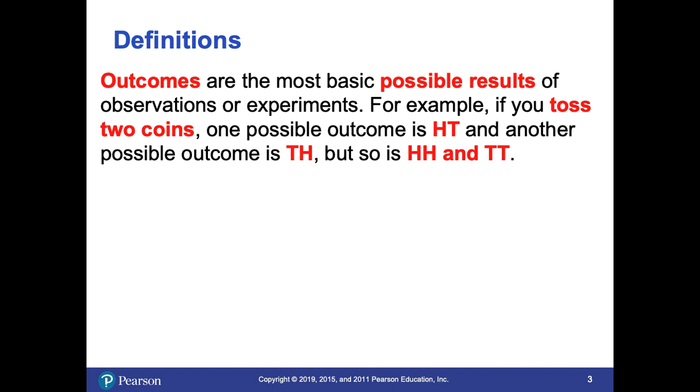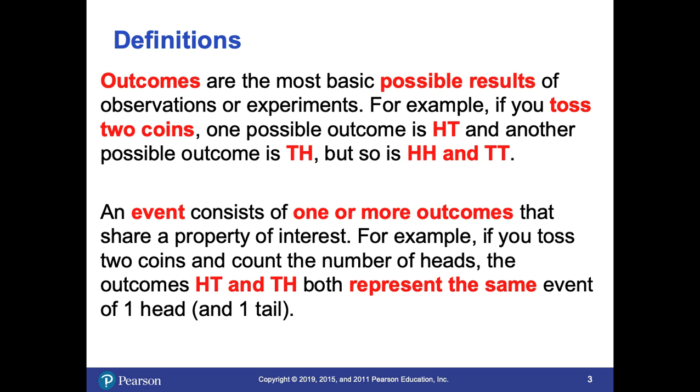So start with outcomes. Outcomes are the most basic possible results of observations or experiments. For example, if you toss two coins, one possible outcome is HT, which means heads, tails. So if you toss two coins, one could be heads, one could be tails. I think we all can agree. But another possibility could be the first coin is tails and the second coin is heads. But also the possible outcome is you flip two coins and you get two heads or two tails. That is known as an outcome.